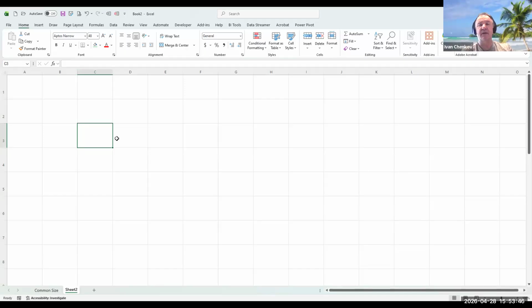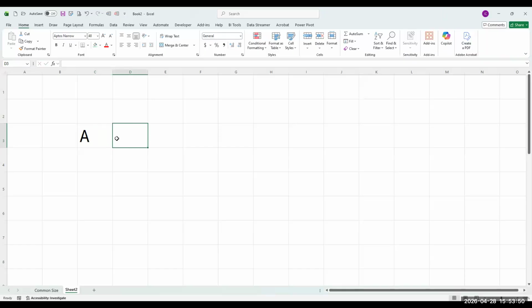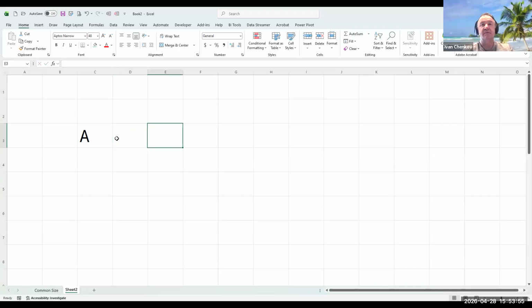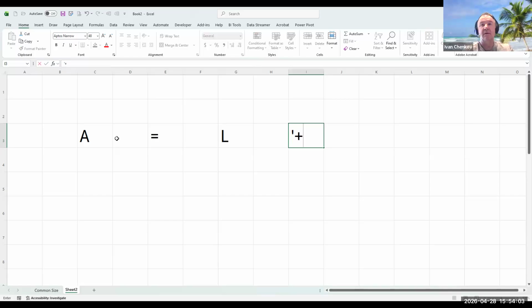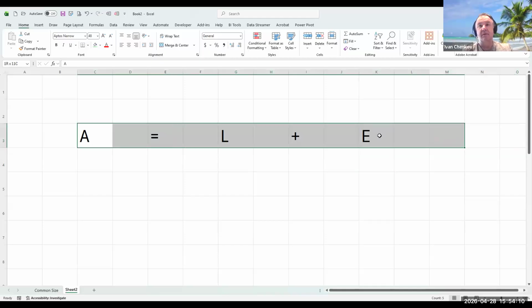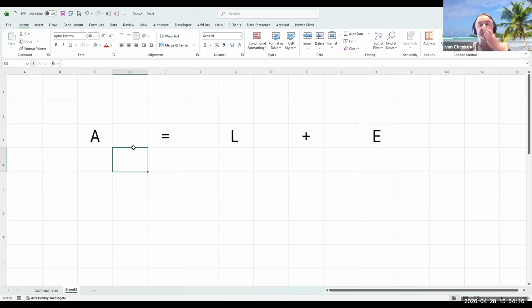Everything starts with the very, very basic accounting equation, which is assets equal to liability plus equity. Everything starts with this calculation. Your life starts with this calculation.